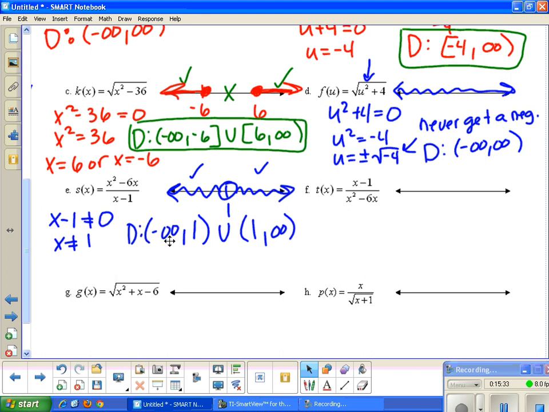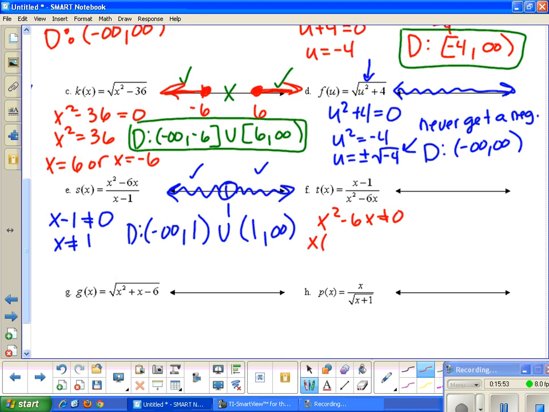Now for the next one, it's kind of the same problem except we flipped it. So for this problem, you do the same thing. There's no variables underneath a radical, but we do have variables in the denominator that we have to be concerned with. So I take what's in my denominator, which is x squared minus 6x, and it cannot be equal to 0 because we can't have 0 in my denominator.